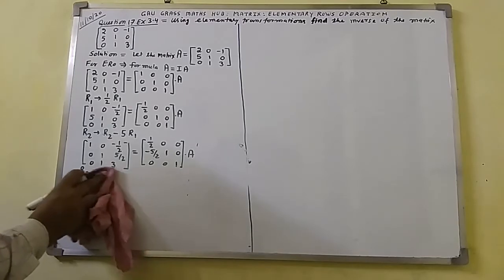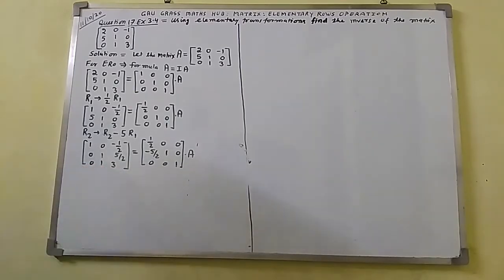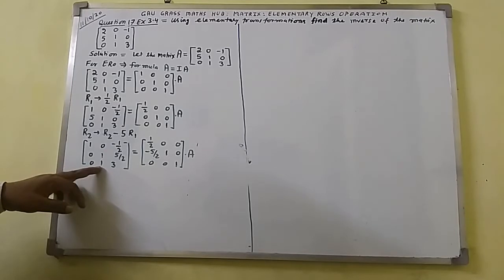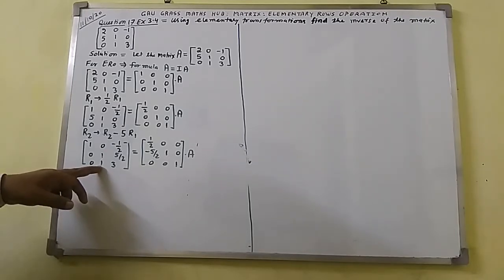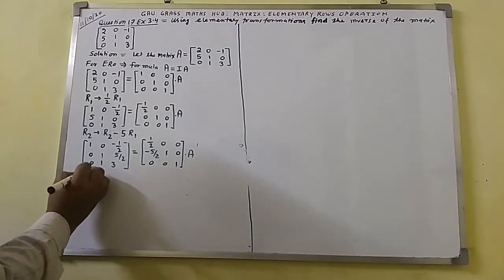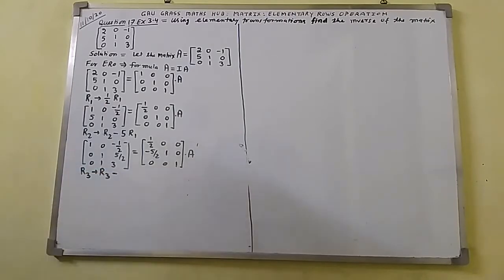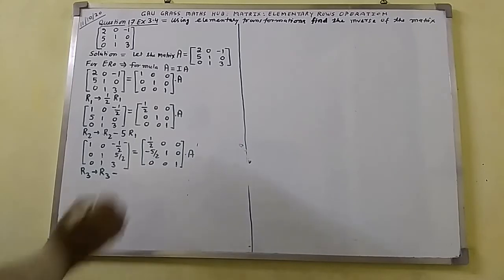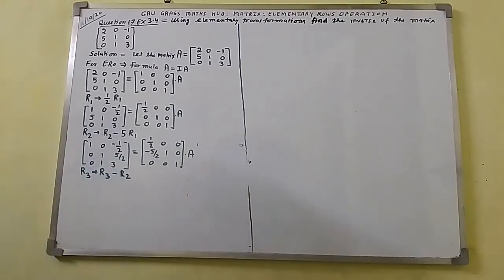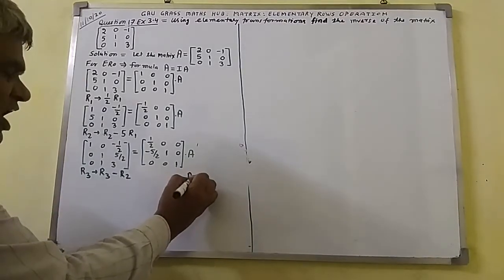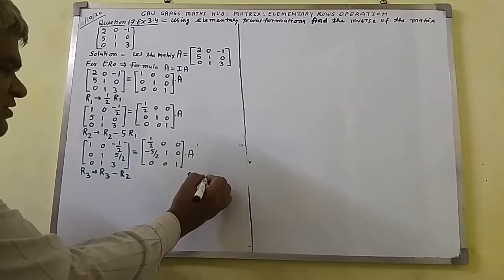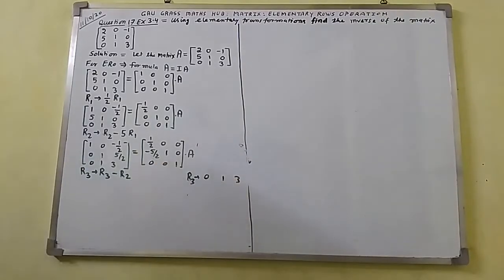So what you have to do here? Here you can see 1 is there. So this 1 will be converted into 0. In order to convert 1 to 0, changes will only occur in R3. R3 goes to R3 minus R2. So here apply this one property. Here I shall write the elements of R3: 0, 1, 3, I have written 0, 1, 3, R3 minus R2.